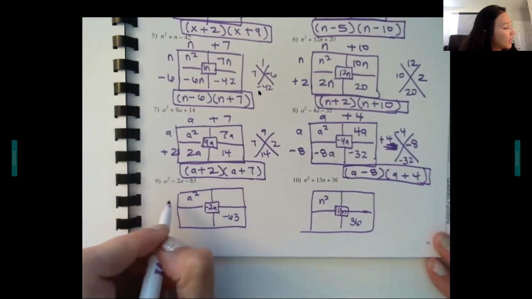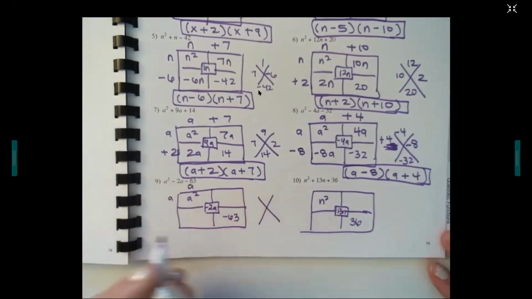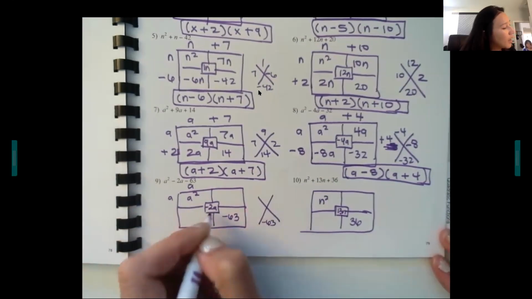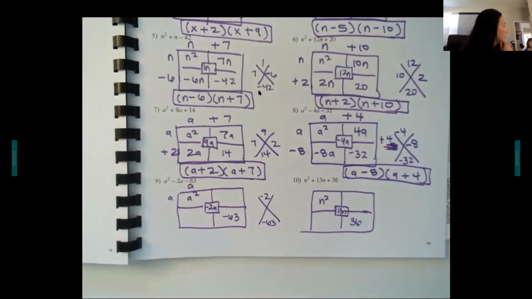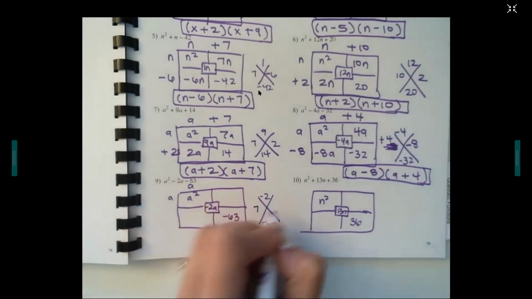Okay, and then Savannah, did you have number 9? Yeah. Okay, so what did you get? That multiplied to negative 63 and added to negative 2. I think that I got the positive 7 and negative 9.